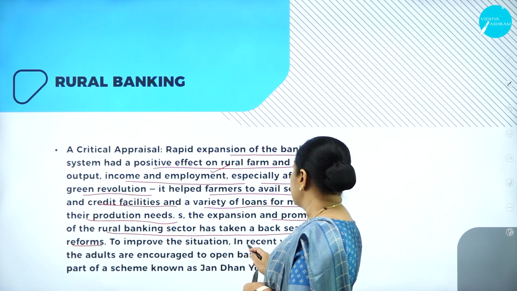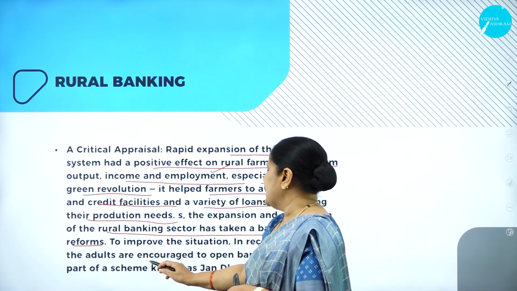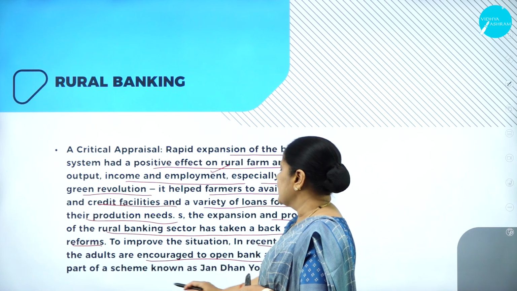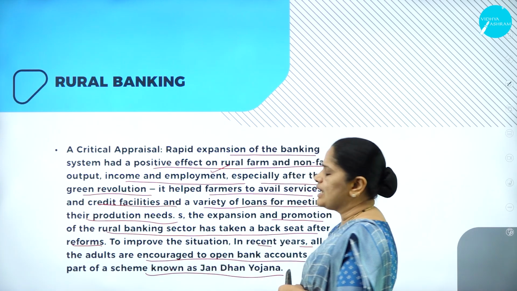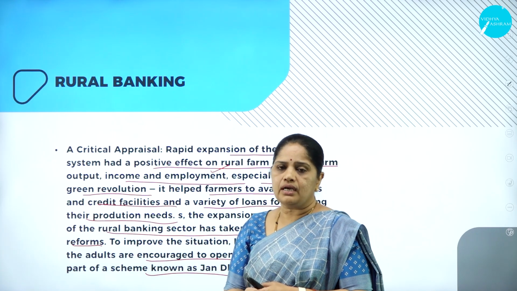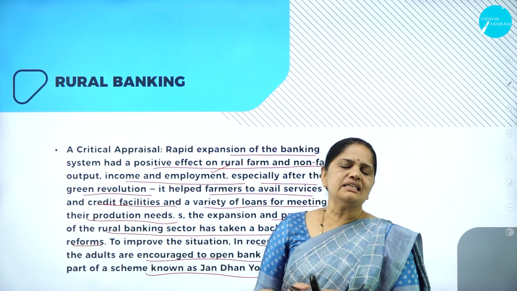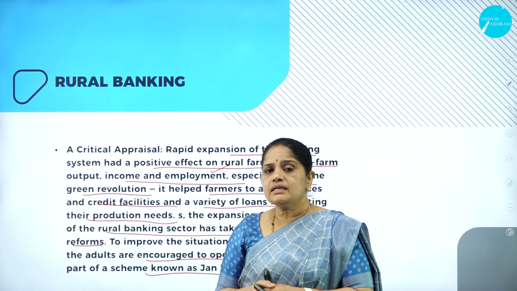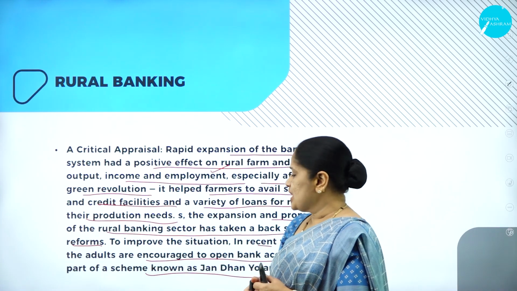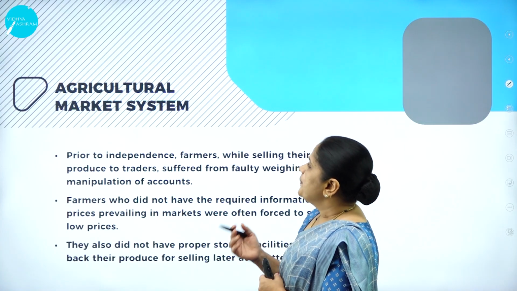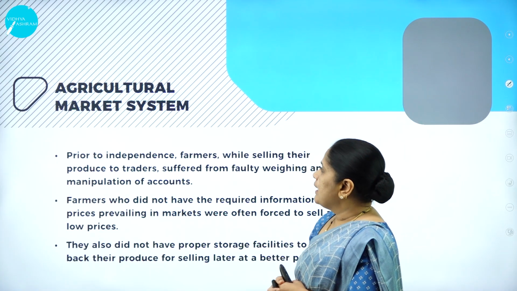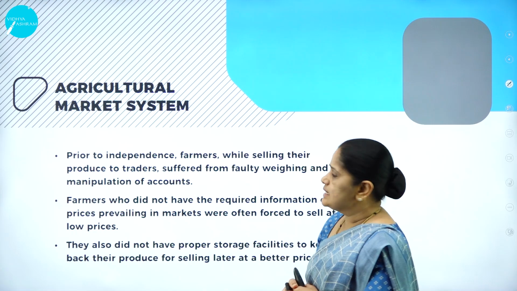Now, to improve the situation, in recent years, all adults are encouraged to open bank accounts as part of the scheme known as the Jan Dhan Yojana. So, in order to see that all people are included in the banking sector, the government has come up with the Jan Dhan Yojana. Then, next, the agricultural market system.